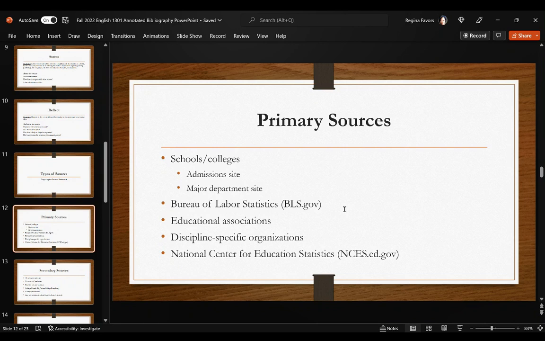And then, of course, primary sources will be educational associations, anything discipline specific. So your major is actually considered a discipline. So English, science, history, math, those are actually called disciplines, but we sort of collectively refer to them as majors. And then, of course, National Center for Education Statistics, if you were gathering information. So those are primary sources.